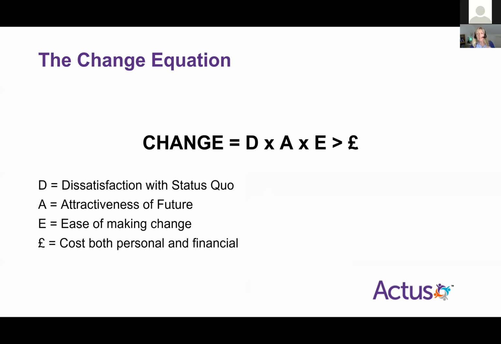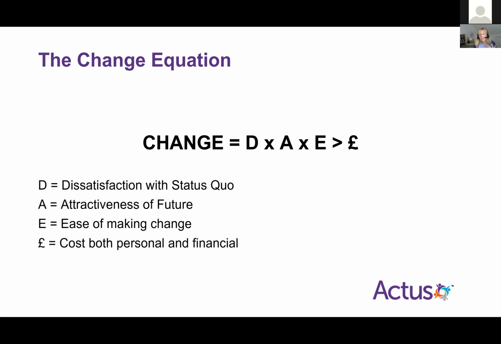So it's thinking, how happy or unhappy am I with the status quo? How attractive is the future goal? How easy or difficult is the change, and how much personal or financial cost is there to it? That equation is going to tell you how easy that change is going to be. If I'm really fed up with the current way of going, and the future looks absolutely bright and I can change it dead easy, at no cost, then I'm going to make the change much faster than if it's the converse of that.